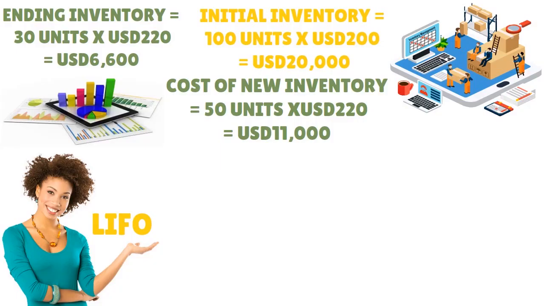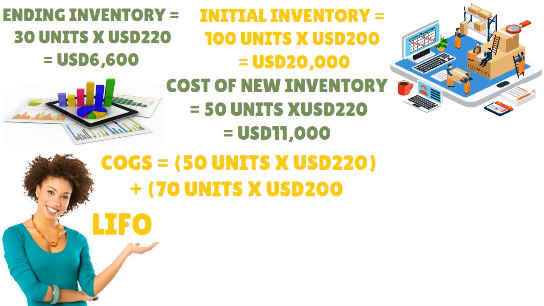So using the LIFO method, the last 50 smartphones from the recent purchase are assumed to be the first inventory sold, followed by the first 70 from the initial inventory. So the cost of goods sold will be $25,000. I'm showing this on the screen so you have a clear idea how the calculation was actually made.